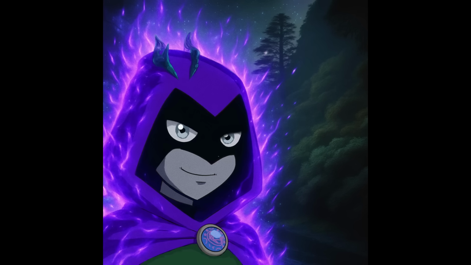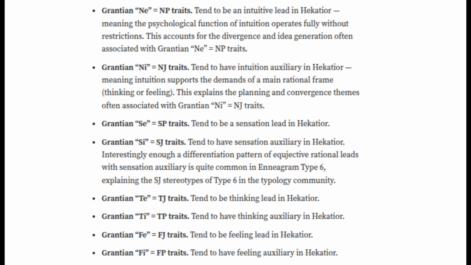For this analysis, I'm considering patterns of Grantian functions as they appear in the top two of Grantian types, such as Grantian ENTP, ENFP, and NP traits. Grantian ENP traits tend to be an intuitive lead in Hekatior, meaning the psychological function of intuition operates fully without restrictions. This accounts for the divergence and idea generation often associated with Grantian ENP traits.